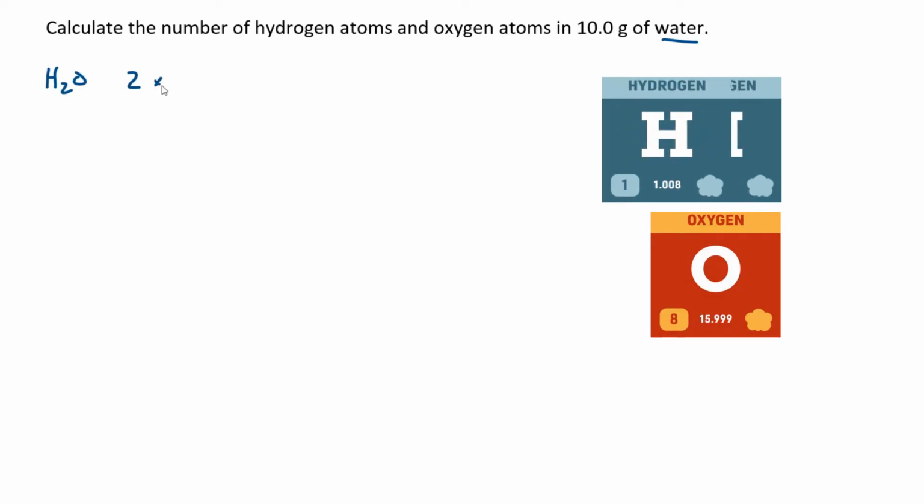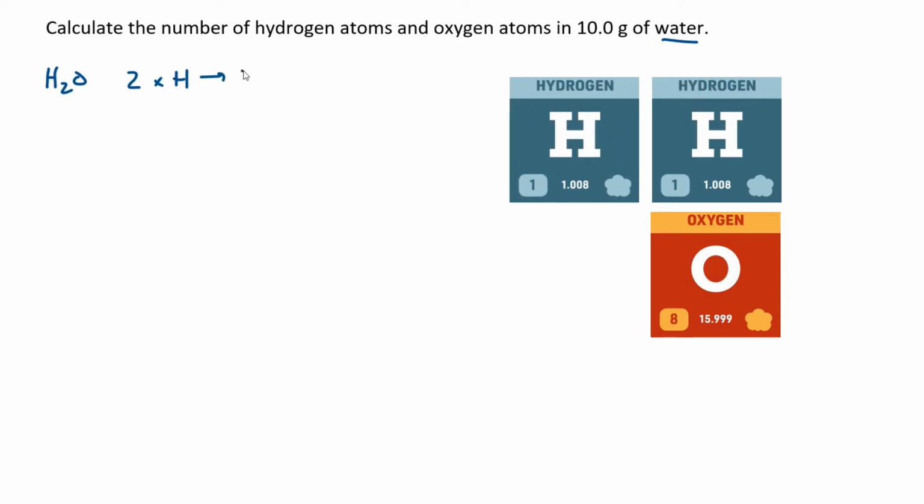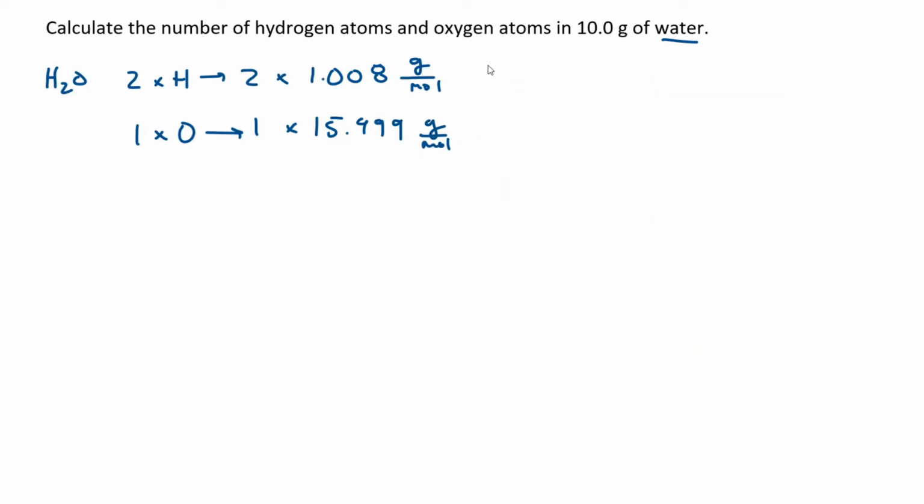So that's to say 2 hydrogen atoms, or 2 times 1.008 grams per mole, the molar mass of hydrogen, and 1 times oxygen, which will just be 1 times the molar mass of oxygen, 15.999 grams per mole. Okay, and because these are the same units, we can just add them up. And what we find is that we have for water a molar mass of 18.015 grams per mole of H2O.